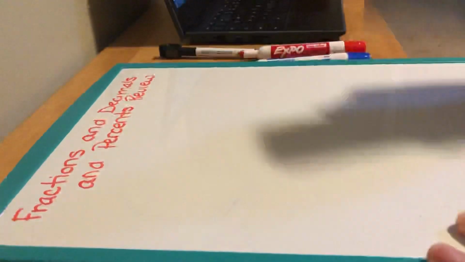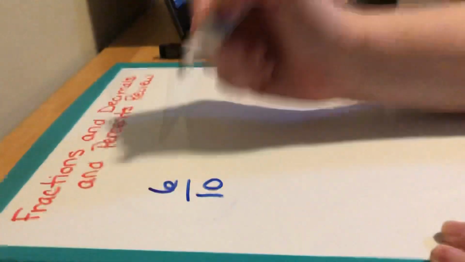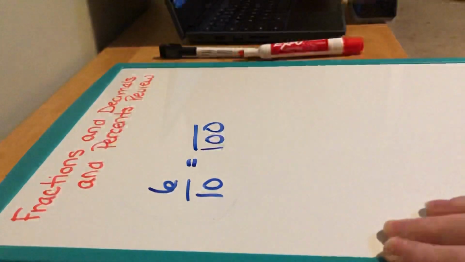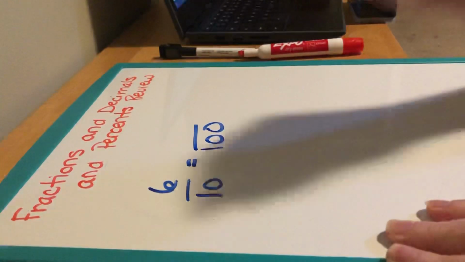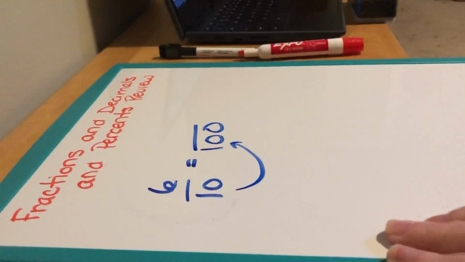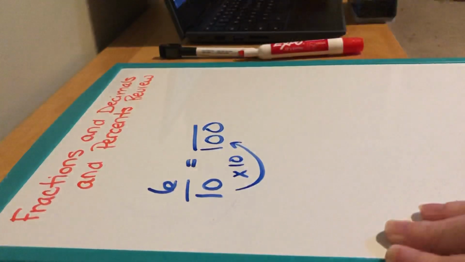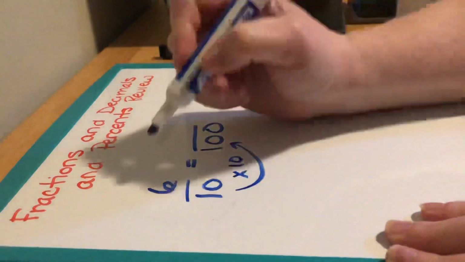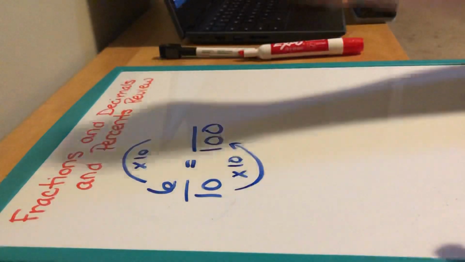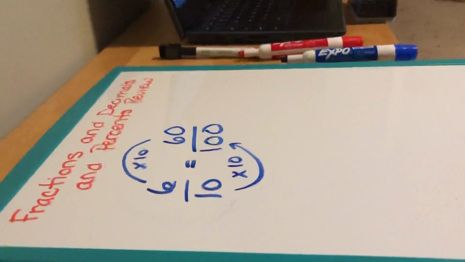So let's do the next example here. The next example on the question is 6/10. I want to get that to a base of 100. So I need to figure out, what do I do along the bottom to go from 10 to 100? Well, it's obviously getting bigger, so I need to multiply. And I know that 10 times 10 is 100. What I do to the bottom, I need to do to the top. So I'm going to multiply the top by 10. 6 times 10 equals 60. And there's my equivalent fraction with a denominator of 100.